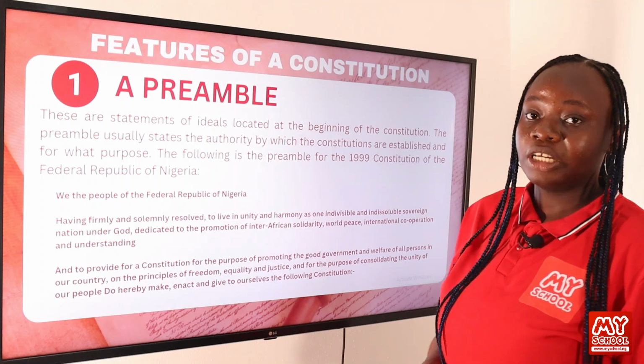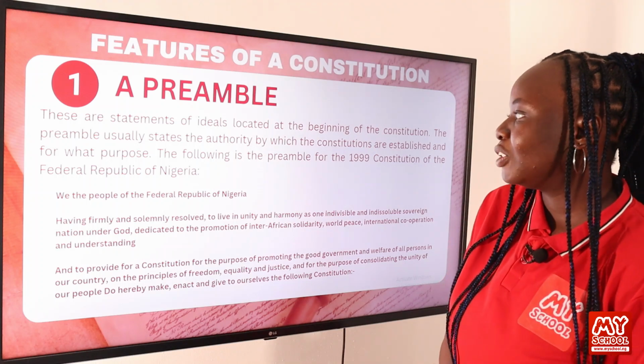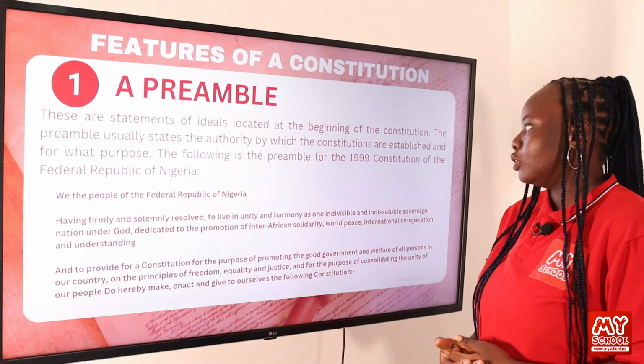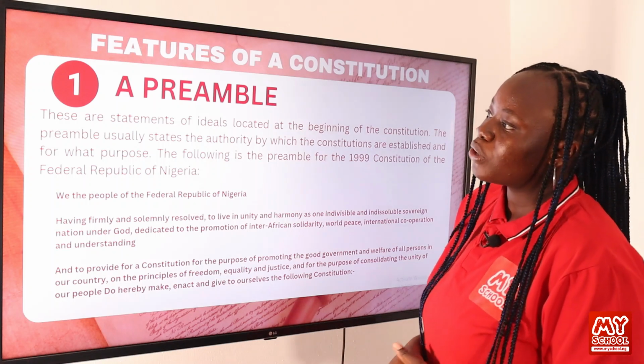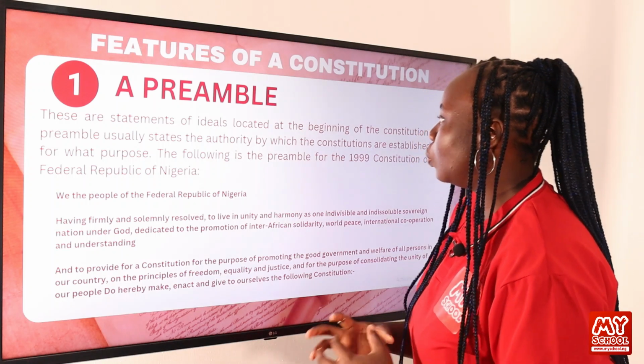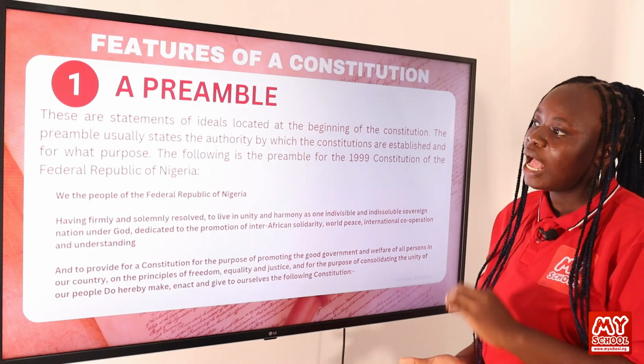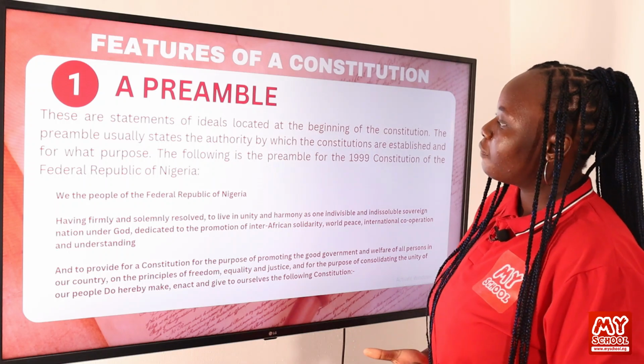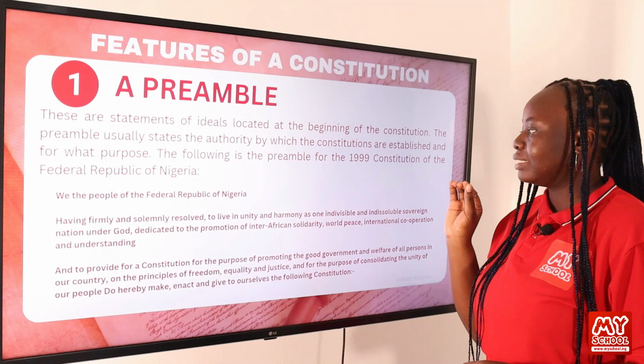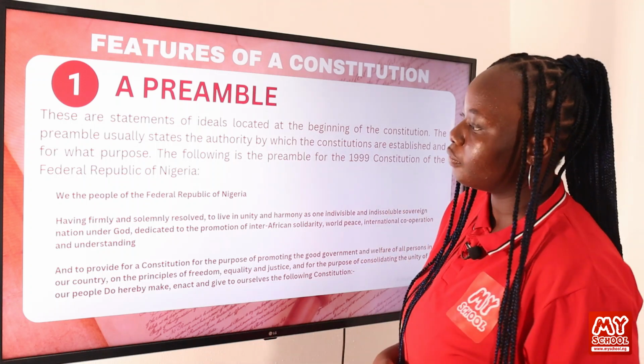So one of them is a preamble. So these are statements of ideals located at the beginning of the Constitution. So the preamble usually states the authority by which the constitutions are established and for what purpose. So the following is the preamble for the 1999 Constitution of the Federal Republic of Nigeria.